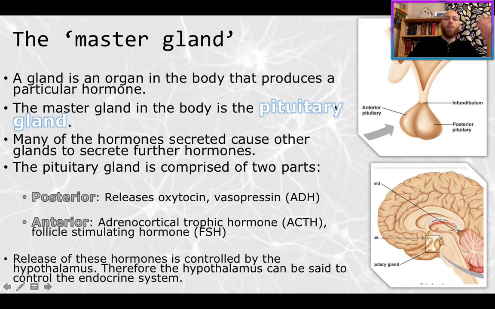So the posterior pituitary releases oxytocin and vasopressin. Oxytocin has a really important role. We'll see what that is in a minute. And the anterior, the front one, releases adrenocorticotropic hormone, which is really important. We're going to look at that in a minute, and follicle stimulating hormone as well. Release of these hormones is controlled by the hypothalamus, so we could say that the hypothalamus is the guy in charge, the lady in charge of the entire endocrine system. But the pituitary gland is the one that does all the work.